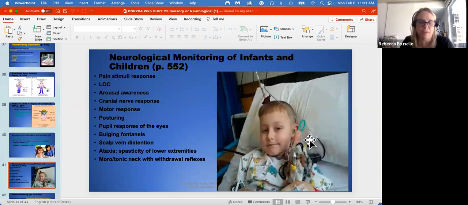And these are some of the things that you're going to be paying attention to: how awake they are, their level of consciousness, their cranial nerve response, if there's any changes in their ability to stick out their tongue or move their cheeks, etc. If they're posturing, their pupils, if they have a bulging fontanelle, these are all specific things that you can be paying attention to when you're doing neurological assessments.